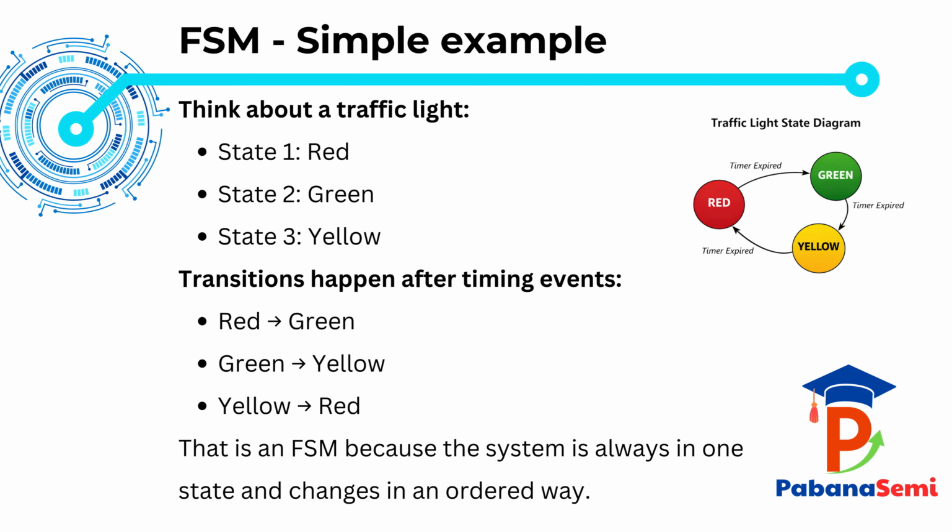That is why this is called a finite state machine. The system has a finite number of states, and it changes between them in an ordered and predictable way. This is one of the easiest real-life examples of sequential logic, where the present behavior depends on the current state of the system.